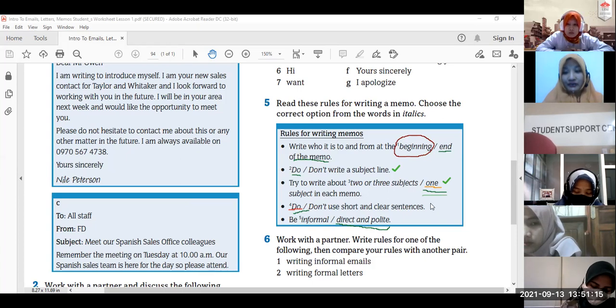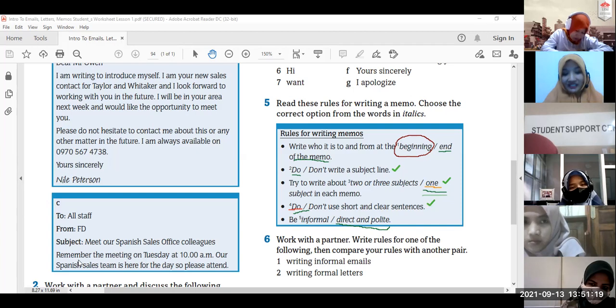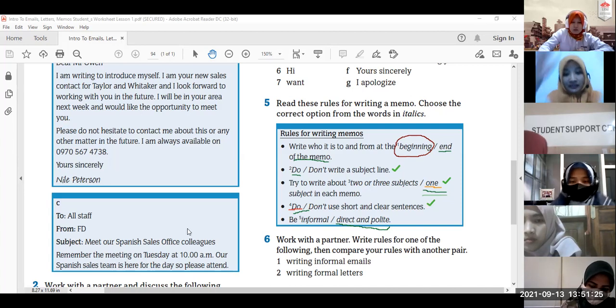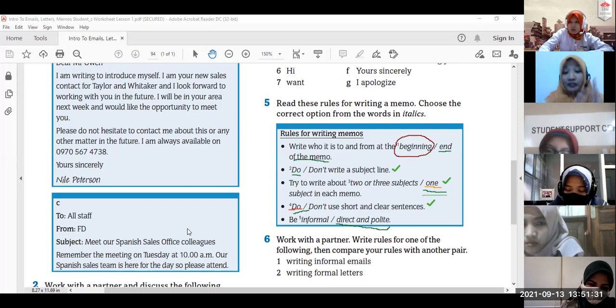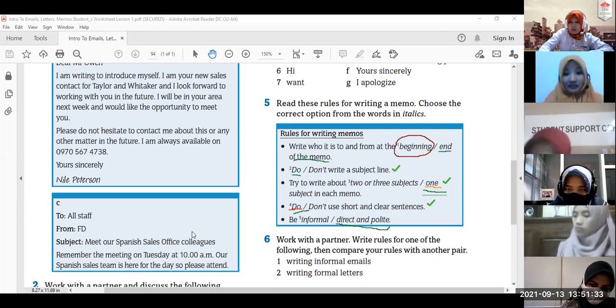Do use short and clear sentences. This is very short and clear: the meeting on Tuesday at 10 a.m., please attend. So it's the time, the place, and then the person who is going to attend, our Spanish sales team there.